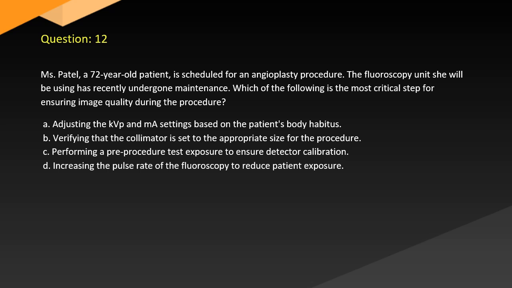A. Adjusting the kVp and mA settings based on the patient's body habitus. B. Verifying that the collimator is set to the appropriate size for the procedure. C. Performing a pre-procedure test exposure to ensure detector calibration. D. Increasing the pulse rate of the fluoroscopy to reduce patient exposure.